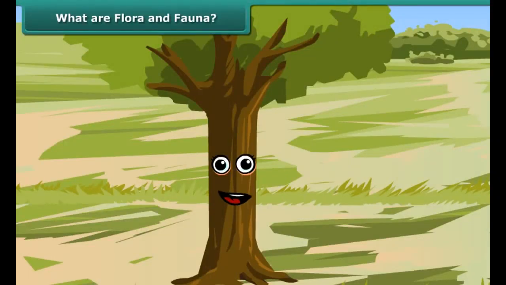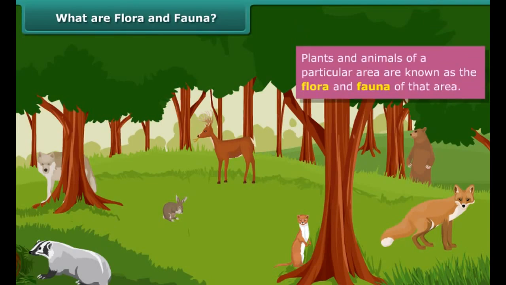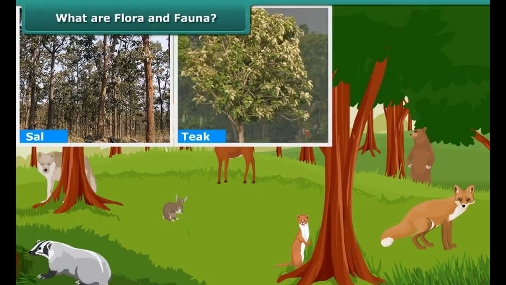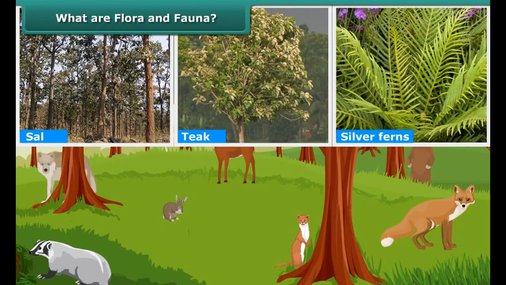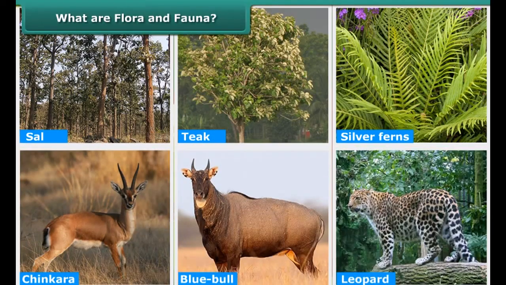Students, you must have observed that some animals and plants typically belong to a particular area. Plants and animals of a particular area are known as the flora and fauna of that area. For example, sal, teak, silver ferns, etc. are the flora and chikara, blue bull, leopard, etc. are the fauna of the Panchmarhi Biosphere Reserve.